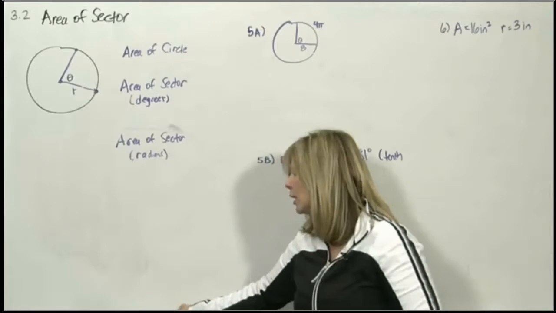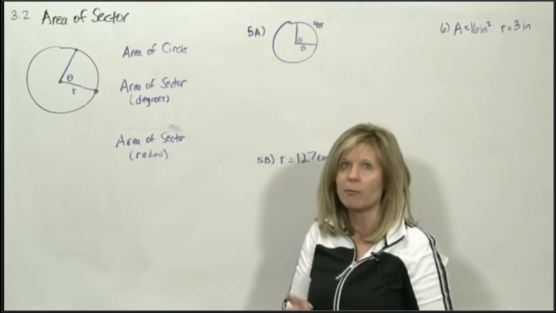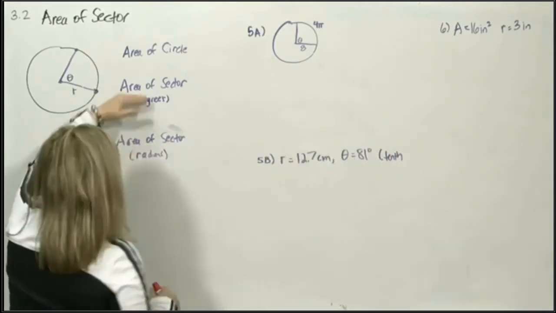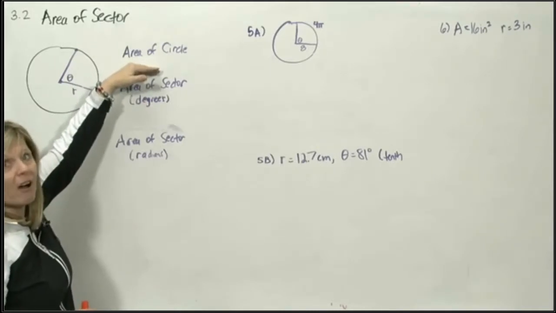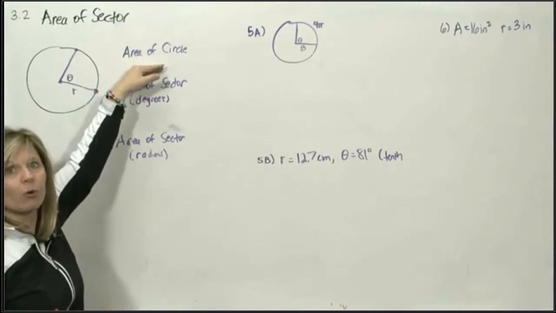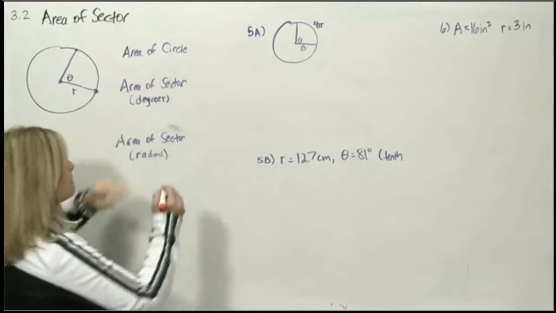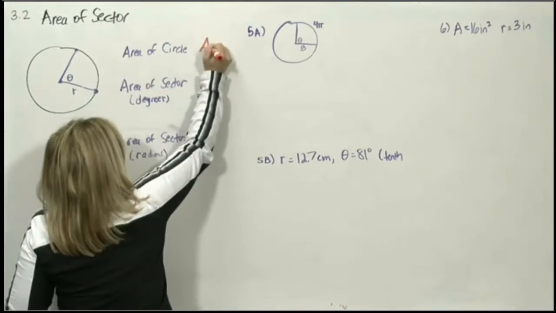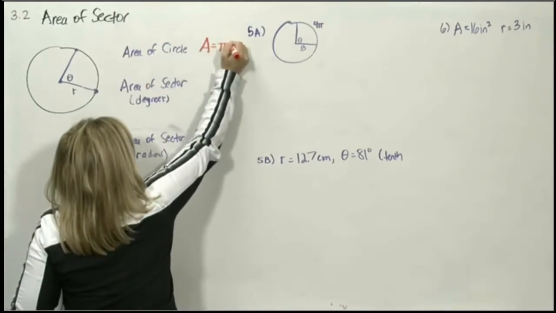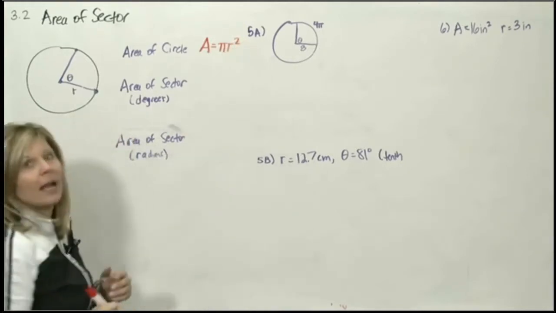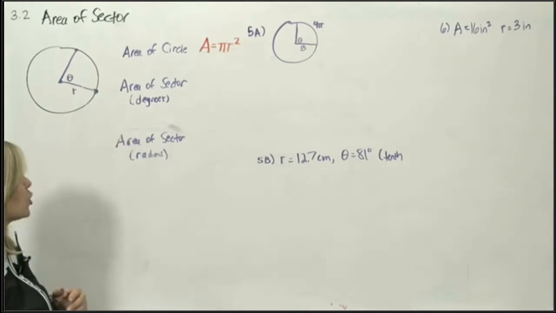So if you recall, let me show you where our formula is going to come from. It goes back to geometry. You should all recall how to find the area of a circle. What is the formula for the area of a circle, everybody? You should know that's A equals pi r squared. Area is pi times the radius squared.